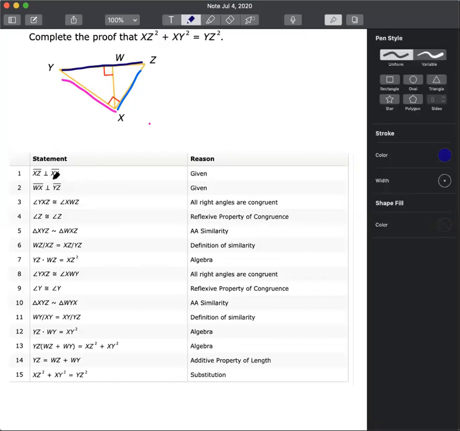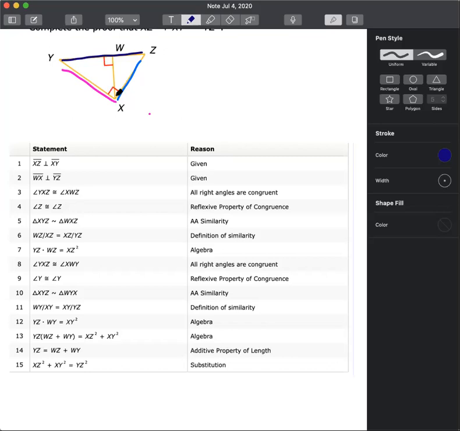All right, so lines 1 and 2, they're the given. That's going to say that xz is perpendicular to xy, and same thing for the other two: wx is perpendicular to yz. Next one, we're looking at the two right angles. So this right angle is going to be congruent to this one. All right angles are congruent. That's always going to be the case.